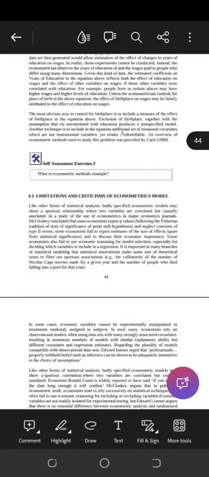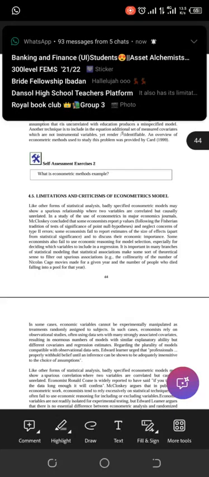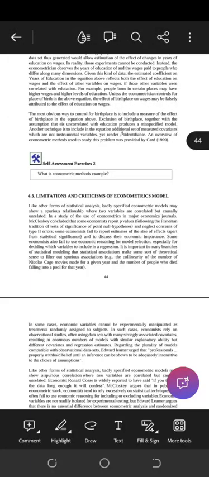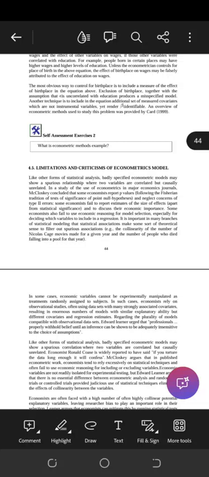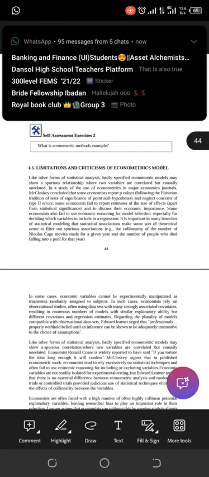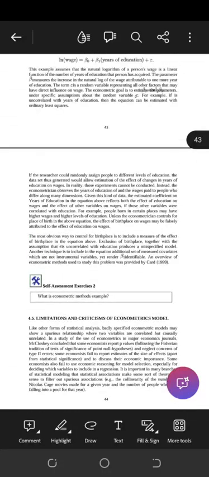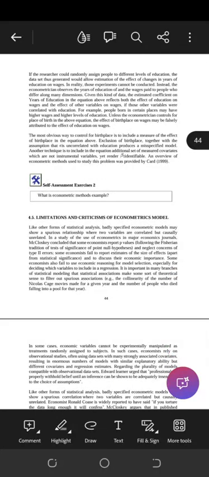So the impact that the place a person was born has on the income that person earns monthly at the end of the day, one can assign it incorrectly to the impact of education on the wages one earns. So the most obvious way to control for birthplace is to include a measure of the effect of birthplace in the equation above. Which is to tell you that the equation we have is not enough. So having just B0 plus B1 years of education is not enough. If there's another important variable, the most obvious way to control for birthplace is to include a measure of the effect of birthplace in the equation above.